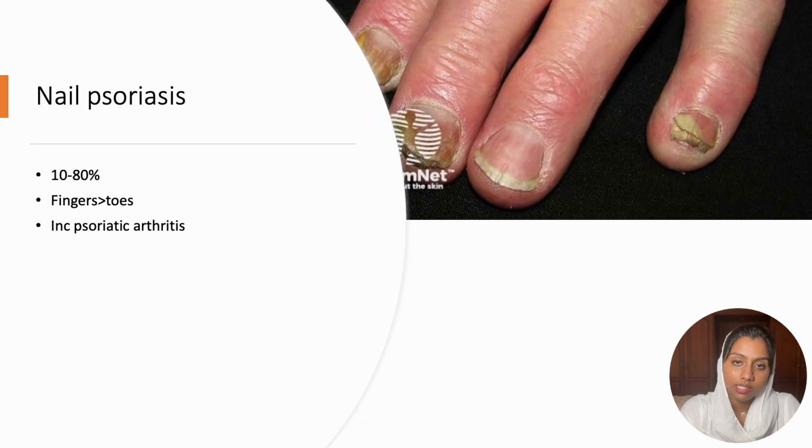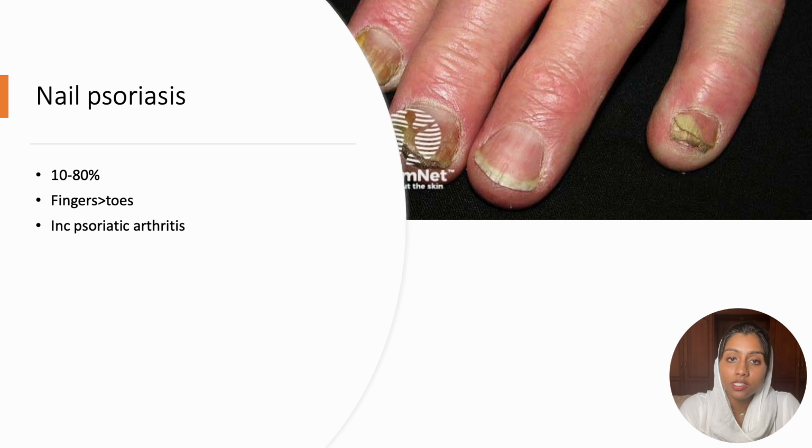Coming to nail psoriasis, in 10 to 80% of psoriasis patients, you might get nail involvement. So it's very important to know the different features of nail involvement in psoriasis. Fingers are mostly involved rather than toes in psoriasis, and if the patient has nail involvement, the patient is more likely to get psoriatic arthritis.